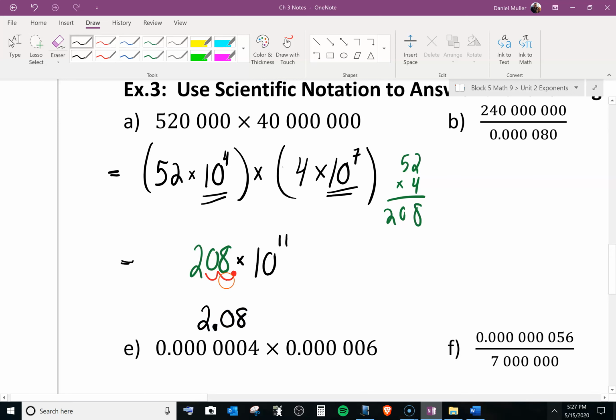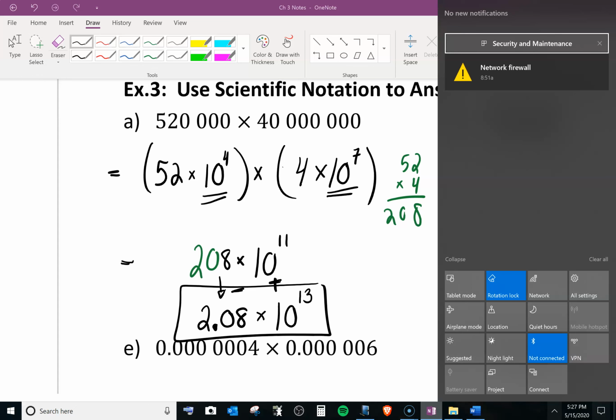2.08. So did I make this number bigger or smaller? I went from 208 to 2.08. So I made that number smaller. So I need to balance that by making this number bigger. Bigger by 2, because we moved over 2 spots. So this is going to be bigger by 2. So instead of 11, it's going to be 13. That's how you do that.